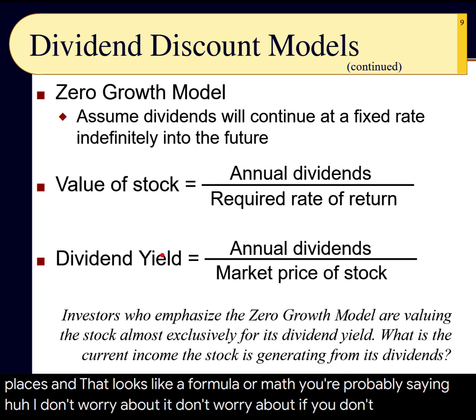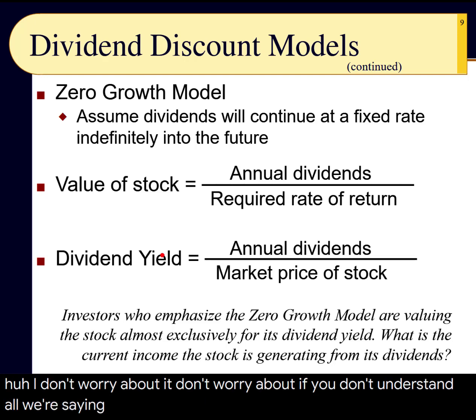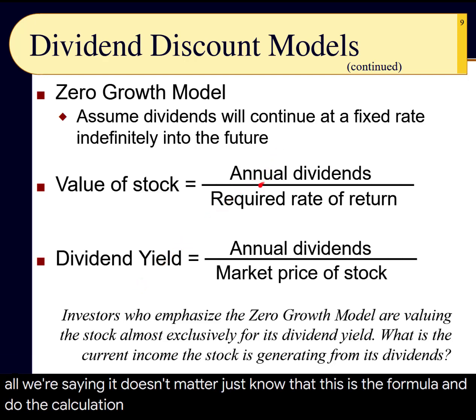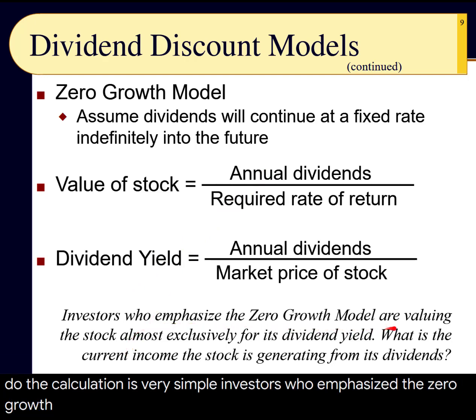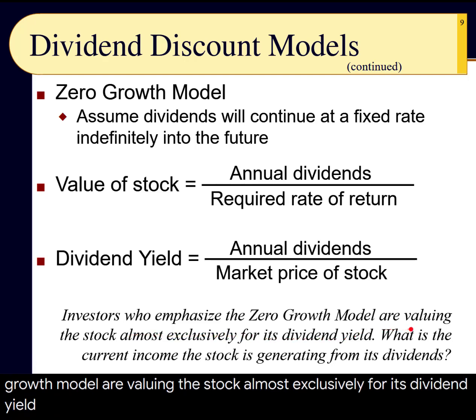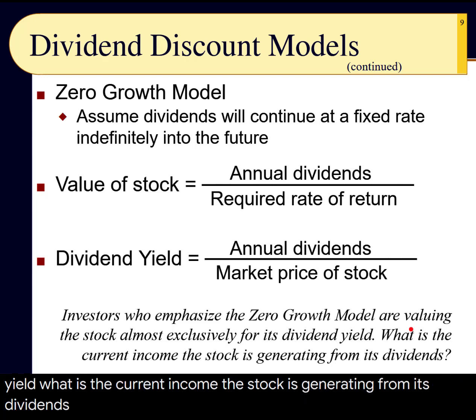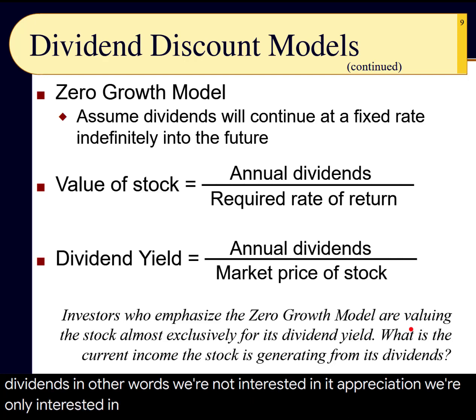If you don't understand, it doesn't matter. Just know that this is the formula and do the calculation. It's very simple. Investors who emphasize the zero growth model are valuing the stock almost exclusively for its dividend yield. What is the current income the stock is generating from its dividends? In other words, we're not interested in capital appreciation. We're only interested in what kind of percentage return from the dividends we can get.